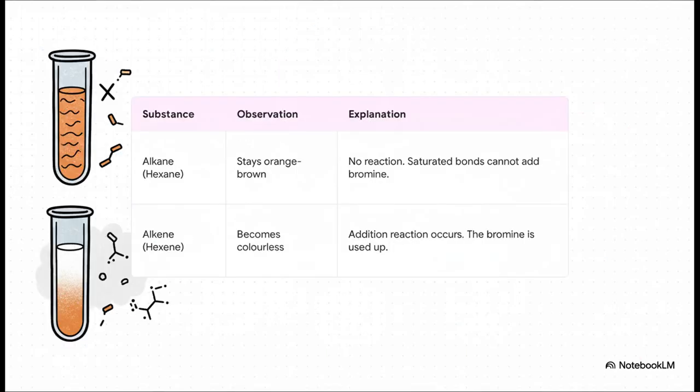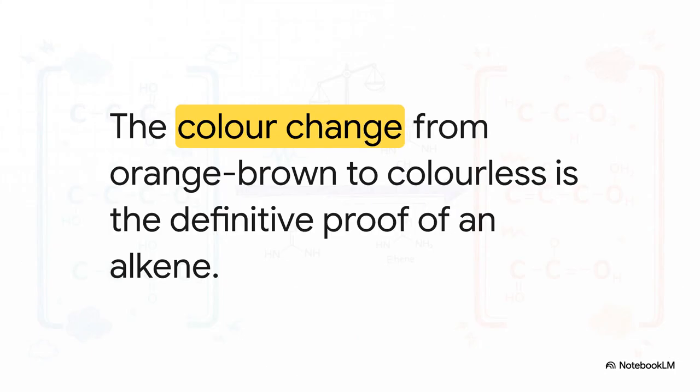And here we go. The results are in. In the test tube with the alkane, absolutely nothing happens. The whole thing just stays that orange-brown color. Why? Because there are no double bonds for the bromine to react with. But look at the alkene tube. The orange-brown color is gone. It becomes completely colorless. And that's because those double bonds opened right up and gobbled up all the bromine in that addition reaction. And there you have it, mystery solved.